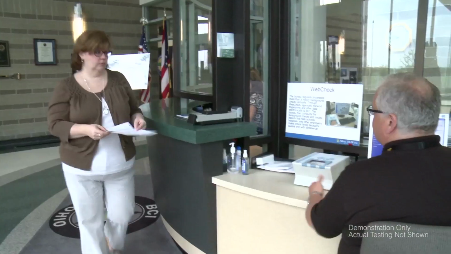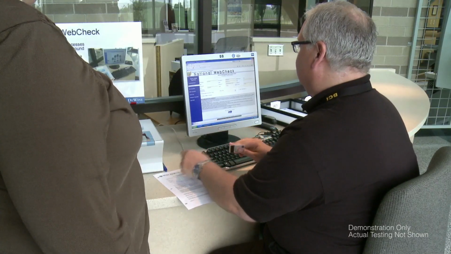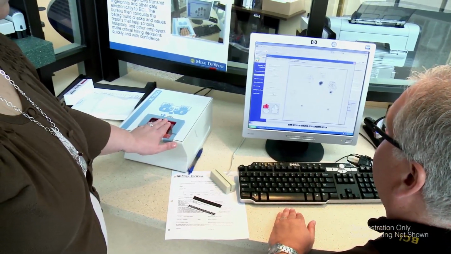The second unit that we have is our civilian unit. The civilian unit is responsible for processing background checks. Here for BCI or FBI or both? Both? Okay, just fill this out. BCI processes background checks for the state of Ohio in addition to the FBI. Currently, we process over 1 million background checks annually.